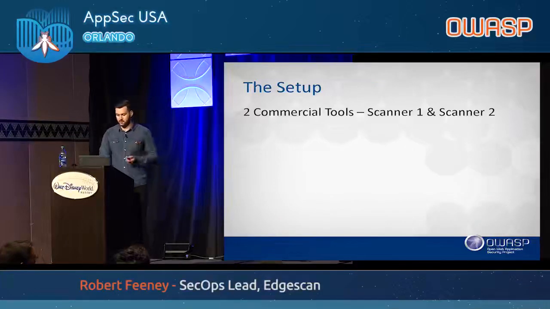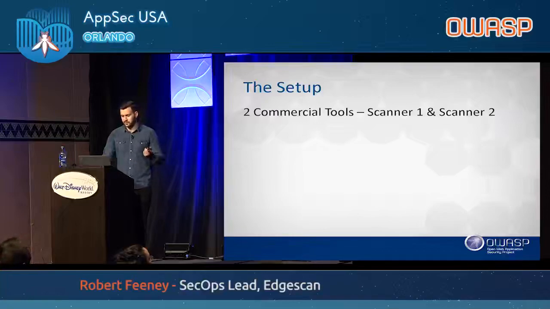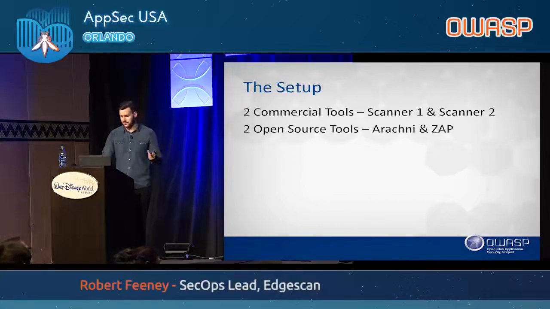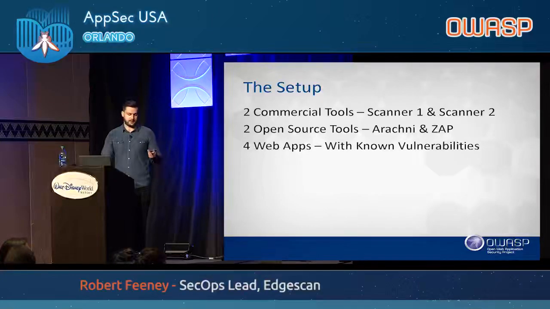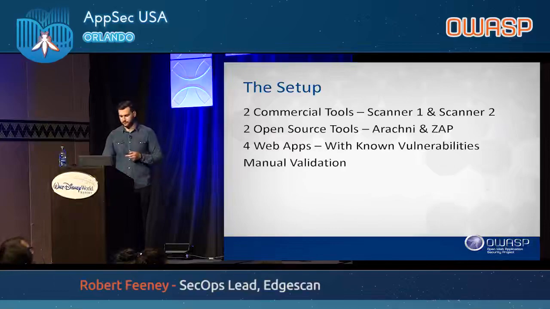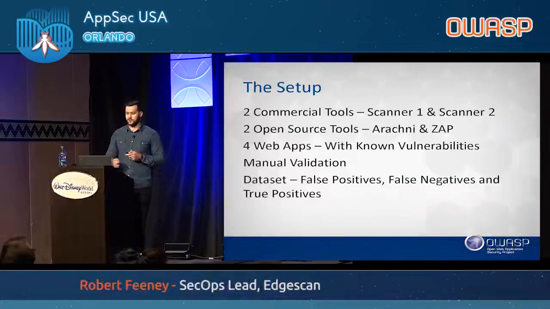So here's the setup of the experiment. I guess for legal reasons, I've omitted the two commercial scanning tools. So we've got one automated tool, one proxy-based tool, and then we have two open source tools, Arachni and ZAP. Then four web applications with known vulnerabilities. And the reason we need the known vulnerabilities is so we can measure the false negative rate and the true positive rate. And each of these applications have different underlying architectures. So they would be unauthenticated apps, apps with authentication, apps with CSRF tokens, and you'll see the reasoning for that as we go down further. Of course, then the manual validation occurs after the scans are run, and that data set produces the list of false positives, false negatives, and true positives.